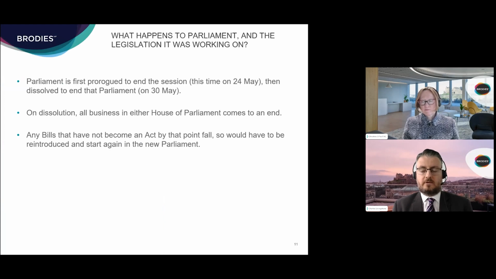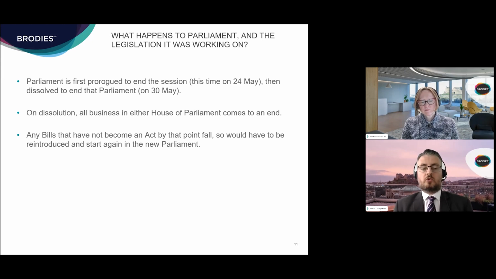You'll see the dates there. So these are the relevant dates this time around. So Parliament is first prorogued to end the current parliamentary session. And you'll get maybe 4 or 5 parliamentary sessions in the life of most parliaments that run a full 4 to 5 year term. So prorogation is something that happens regularly within a parliament. But following on from prorogation, what happens is that Parliament is dissolved. Christine has obviously referred to the dissolution of Parliament. So this time around, Parliament was prorogued on the 24th of May, which ended the existing session, but it was then dissolved as of the 30th of May.